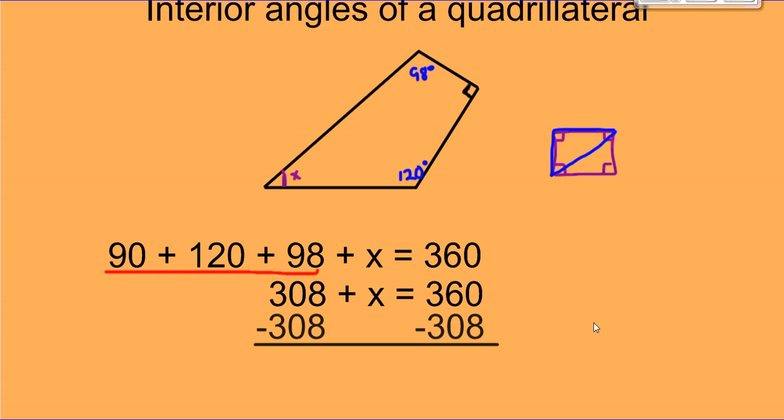So we subtract 308 from both sides of the equation, and 360 minus 308 equals 52, and that's what we're left with. It would actually be x plus 0, and the identity property of addition tells us adding 0 to a value is not going to change its value. So x equals 52. Is that reasonable? Yeah, it looks like it's a little bit bigger than 45 degrees, so that makes perfect sense.